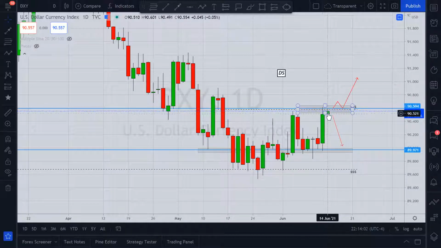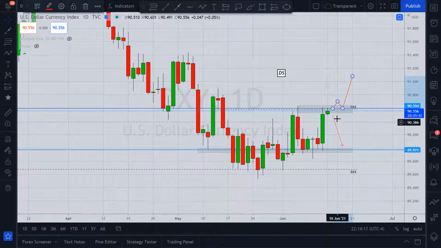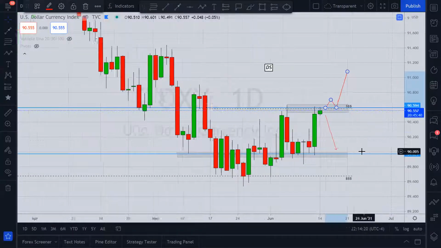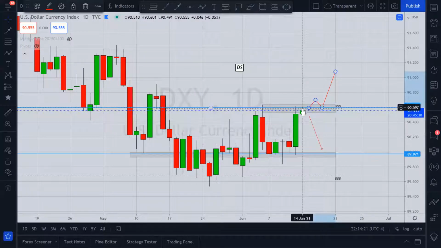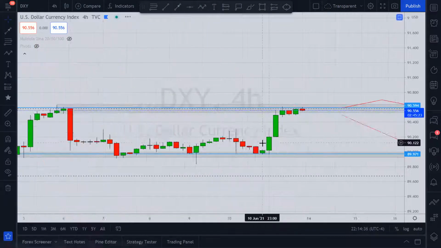If price breaks higher than 90.59 or 90.60, then I'm looking for a break and a retest and for price to get stronger. But that's not what I'm expecting. What I'm looking out for is price to find weakness again and come back to the bottom of this trading range. And we are showing the rejection there now, and that's what I'm hoping for, because that'll be an easier way to trade it.